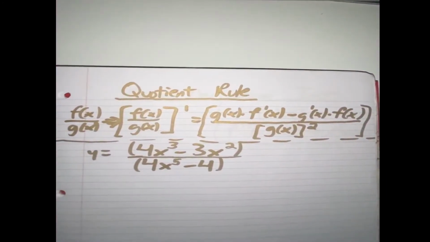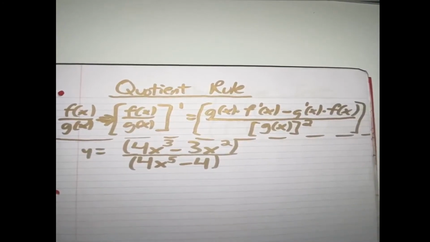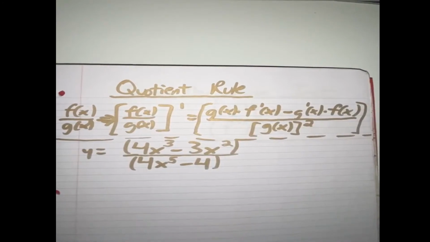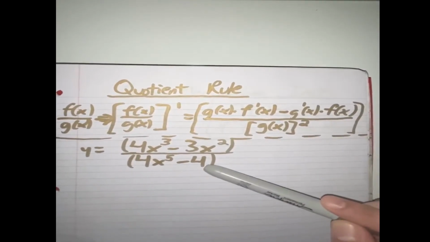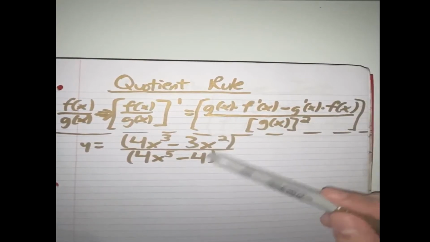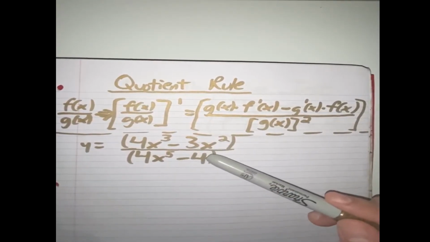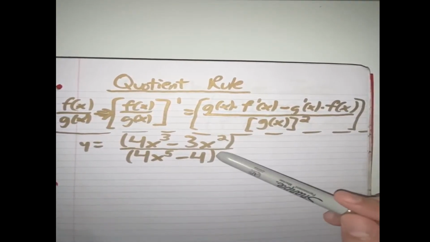Hello guys, so in this example, we've come across the quotient rule, and we're going to learn how to use the quotient rule to take the derivative of a function. So when do you use the quotient rule? Use the quotient rule whenever you have a function in the numerator divided by a function in the denominator, and when you can't use algebra to just simplify it. Like right here, it would be easier to just use the quotient rule because you have a function in the numerator and a function in the denominator.